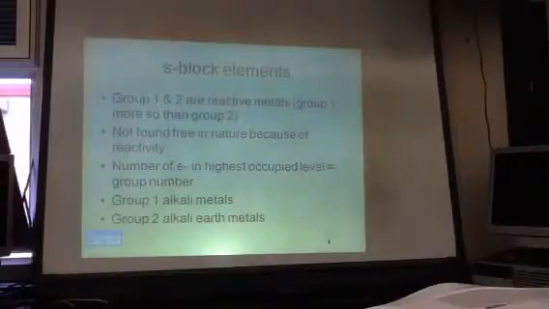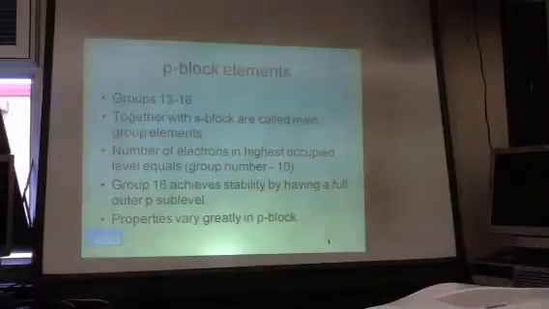Okay, good. You've mastered what we need you to know about the S block. That's really what we need to know about the S block. Okay, moving on. P block. When we talk about main group elements, we're talking about the S and Ps. And the number of electrons in the highest occupied energy level is the group number minus 10.